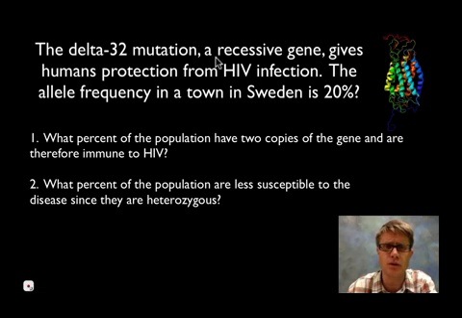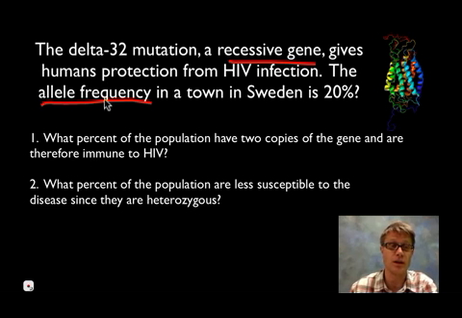This one, the delta 32 mutation, a recessive gene, gives humans protection from HIV. The allele frequency in a town in Sweden is 20%. Okay, so what are they telling me here? This is another thing that they can tell you. They could tell you the allele frequency, so this is super important. They're telling me the allele frequency, and they're also saying that that's recessive.